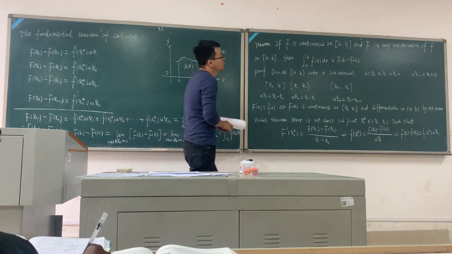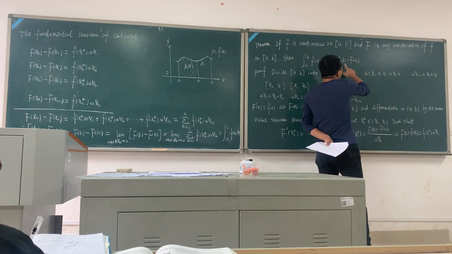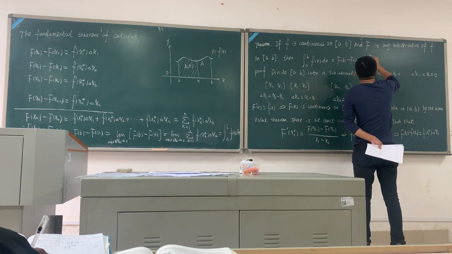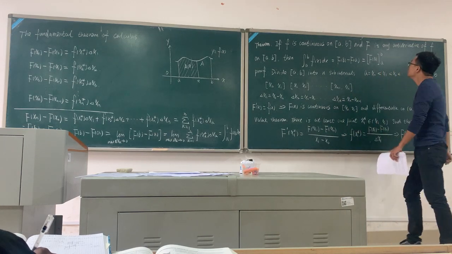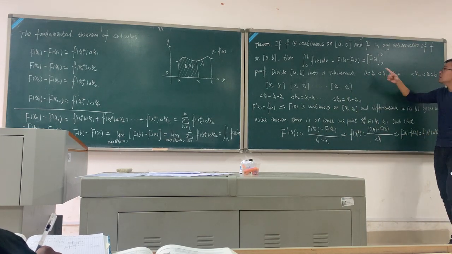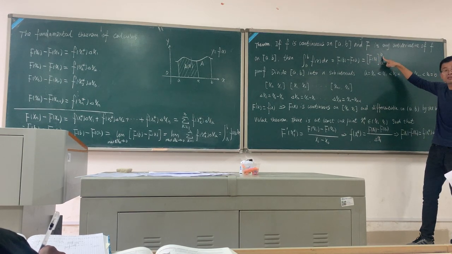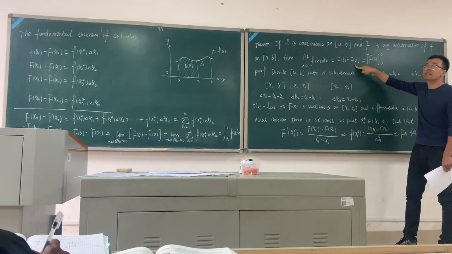So here, capital F(b) minus capital F(a), okay? Actually, we have a notation. This notation means capital F(x) with a bracket, the upper limit is b and the lower is a, okay? So this notation means F(b) minus F(a), okay?